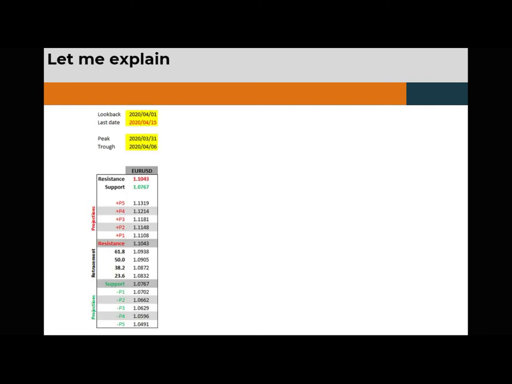If I am calculating my Fibonacci levels, and this is typically for the euro dollar, I will set my last date. In this example, it was on the 15th of April, and my look back period, typically more or less 10 days, will be the 1st of April. So now I'm calculating where's my peak, the highest price, and where's my trough, the lowest price. Typically my peak was on the 31st of March, and my trough was on the 6th of April.